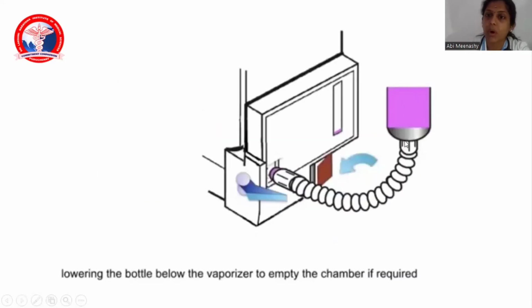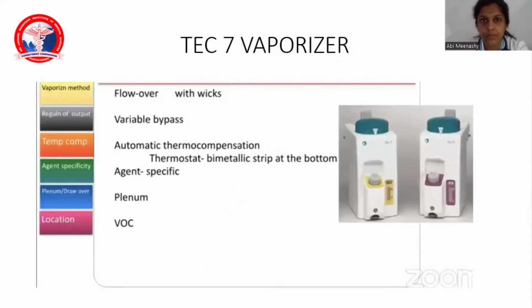So you have to hold the bottle like this upside down so that via gravity it will get filled. If you want to empty the chamber, if you want to take back the vaporizing agent that is inside the vaporizer, you can keep it down so that via gravity from the vaporizer it will get filled into the bottle. Okay, so you can fill it and you can unfill it. Okay, next is Tec 7 vaporizer. That is the most common vaporizer in our OT.